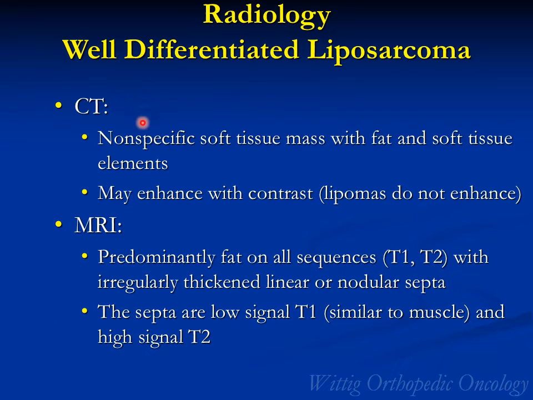CT scan of a well-differentiated liposarcoma usually shows a non-specific soft tissue mass with fat and soft tissue elements. It may enhance with contrast. Lipomas do not enhance. MRI demonstrates predominantly fat in all sequences with irregularly thickened linear or nodular septa. The septa are low signal on T1, similar to muscle, and high signal on T2.